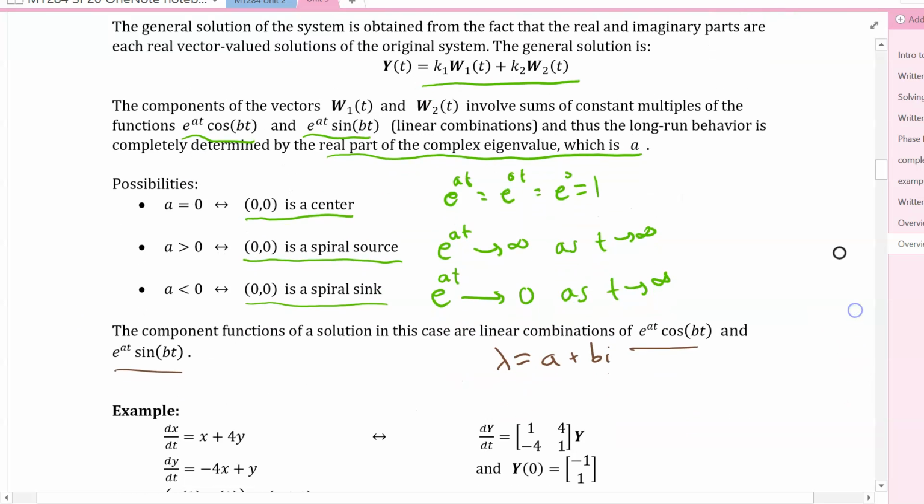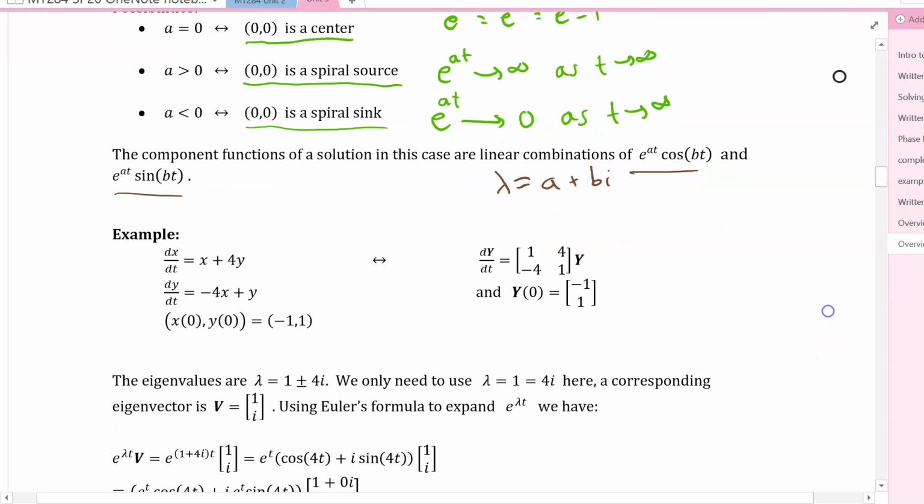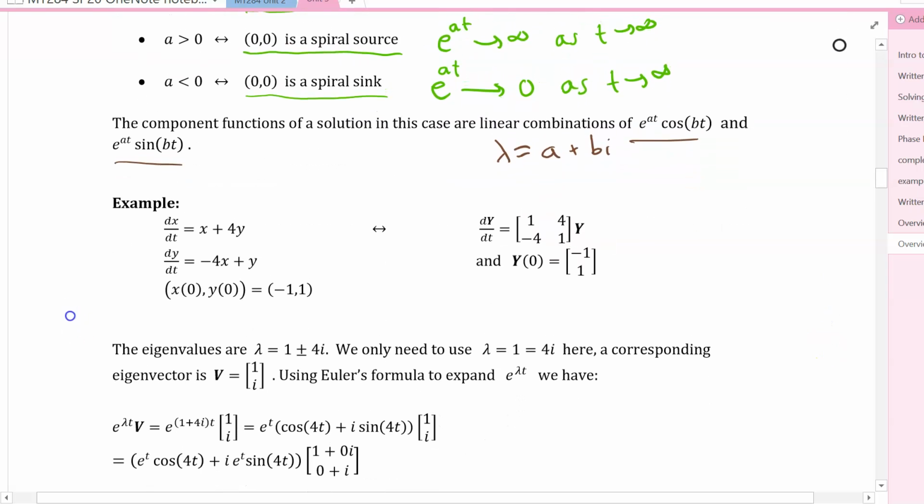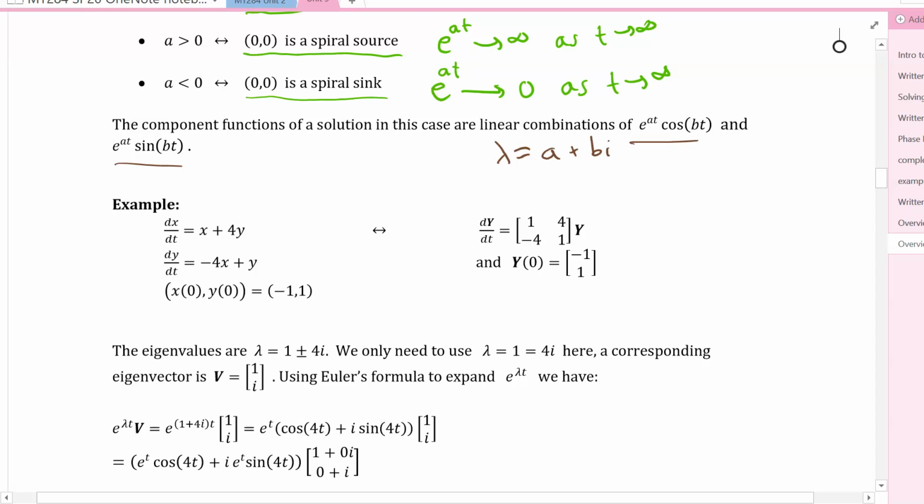All right, so let's take a look at an example in this case. We've got a system here, on the left written in component form, on the right written in matrix form. It's an initial value problem also. We have an initial condition along with it. It turns out the eigenvalues for this system are 1 plus or minus 4i, and we only need to use the one with the plus sign. I got a little typo here. This should have been a plus, so we're only going to use 1 plus 4i.